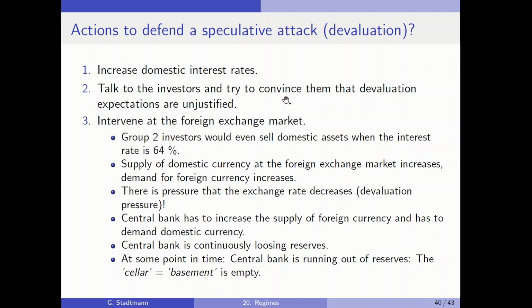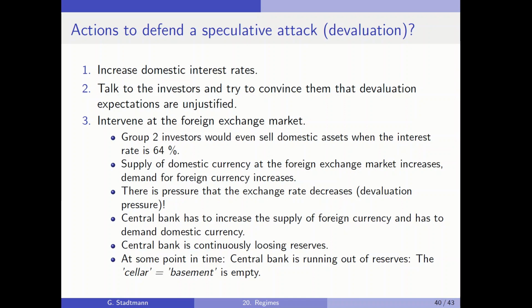So the supply of domestic currency at the foreign exchange market increases and the demand for foreign currency increases, because these investors of Group 2 want to get rid of their investments in the domestic economy and want to invest in the safe haven in the foreign economy. So there is some pressure that the exchange rate increases. Here's a slight mistake, increases. So there is pressure that the exchange rate increases and a devaluation occurs.